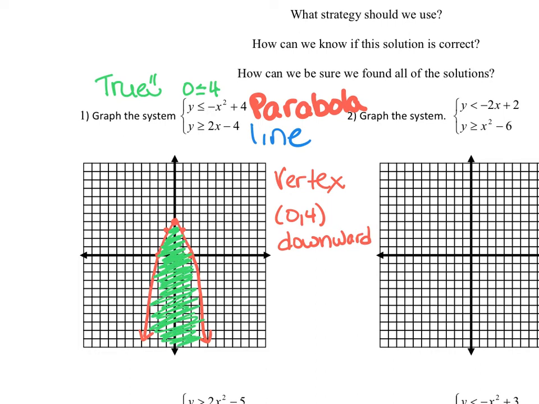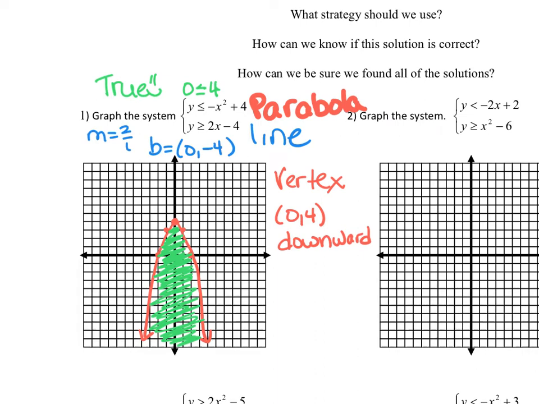So I did all of that work for my parabola. Now I have to go back to my linear equation and graph that as well, because here's my system. For my linear equation, I have a slope of 2 over 1 and a y-intercept of 0, negative 4. And I'm doing that in blue to color code it.